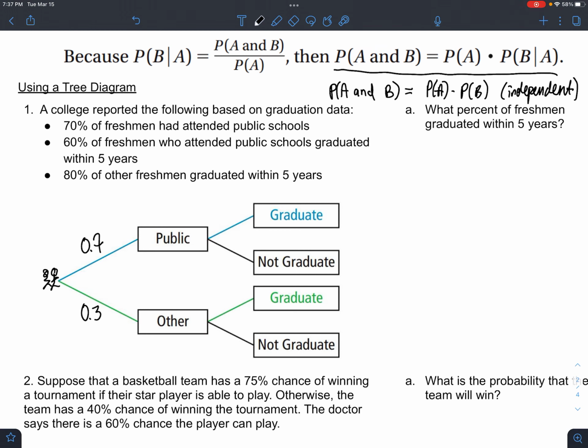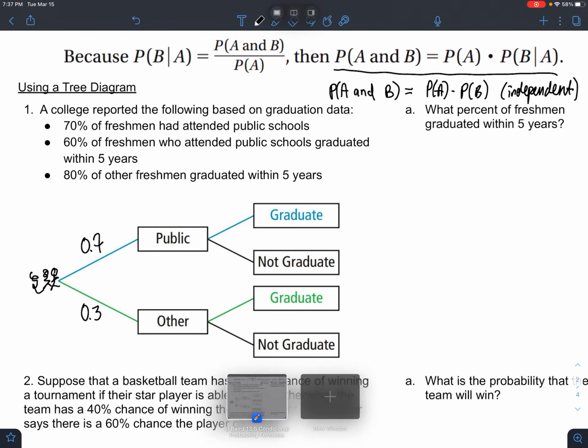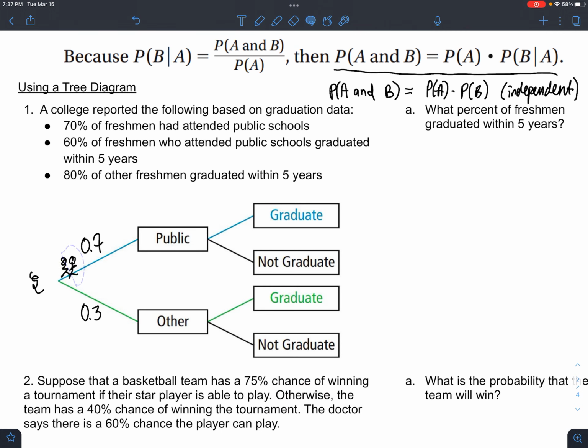Okay, so we had some people decide, I'm going to go this way, and I want to be a public student. Others decided I want to go down here, and I want to be an other student. I want to go to like a private school or something, or go into the workforce. 60% of freshmen who attended public schools, so we're looking at these folks up here, 60% of them decided that they were going to graduate within 5 years.